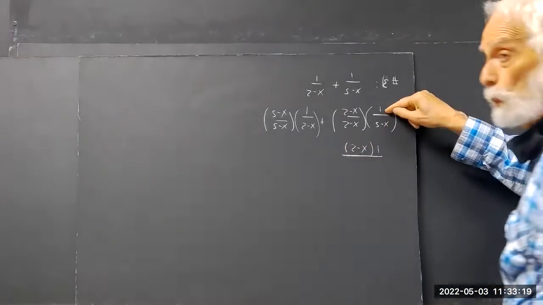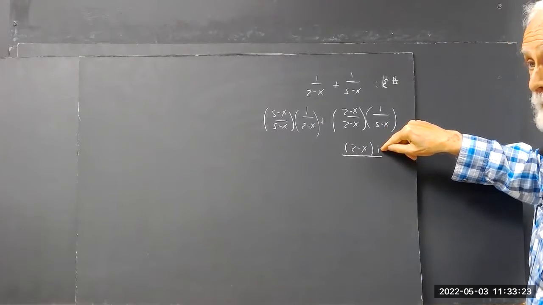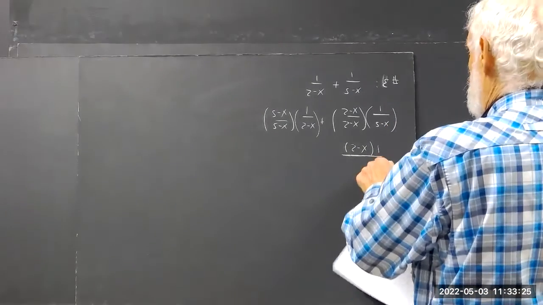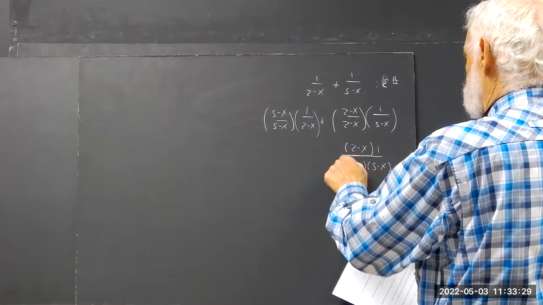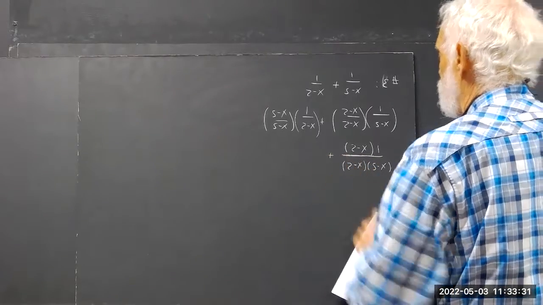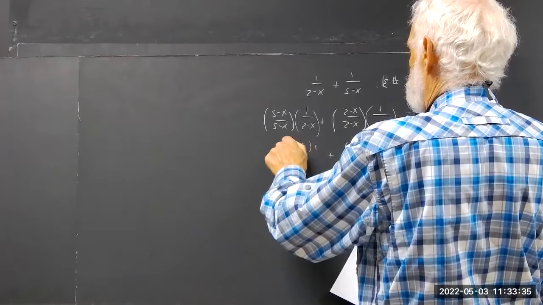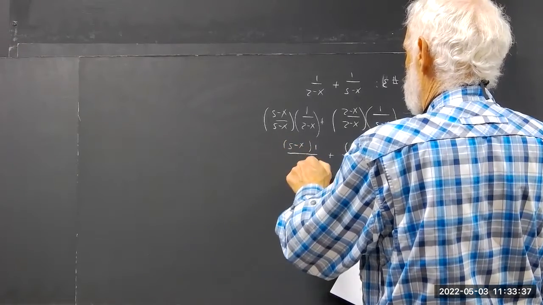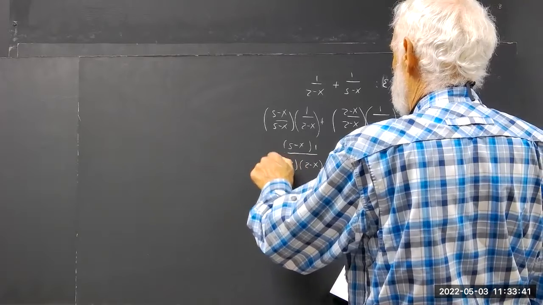Because it won't always be 1 here. It could be a different number. So you want to write that number down, even if it's 1. Then we write the denominator as x minus 2 times x minus 5. And then this is 1 times x minus 2 over x minus 5 times x minus 2.